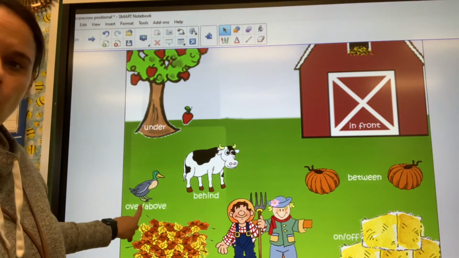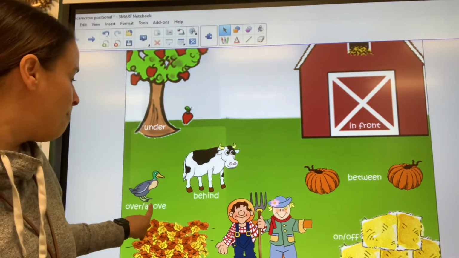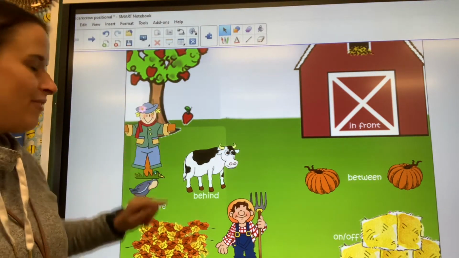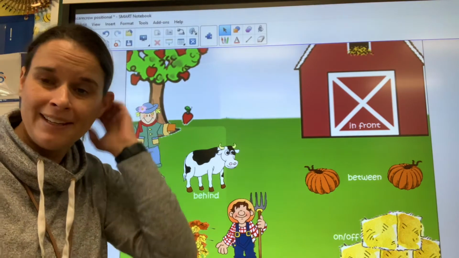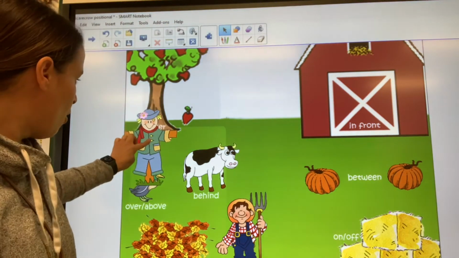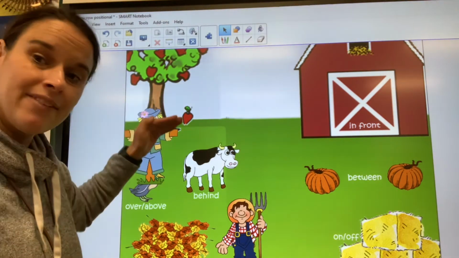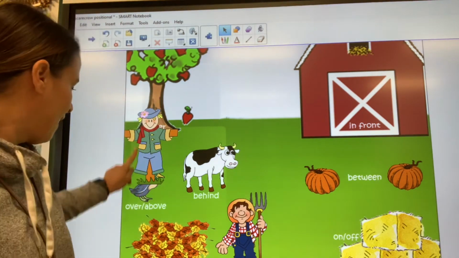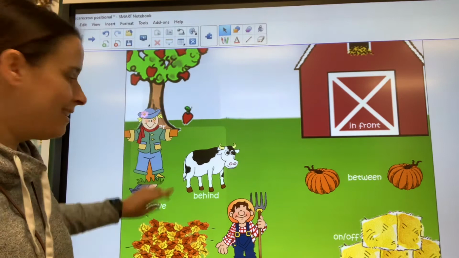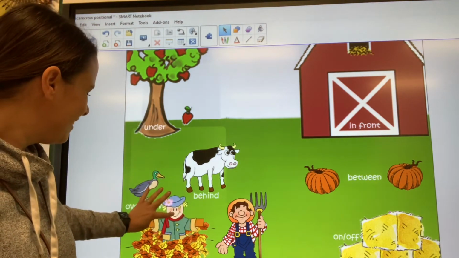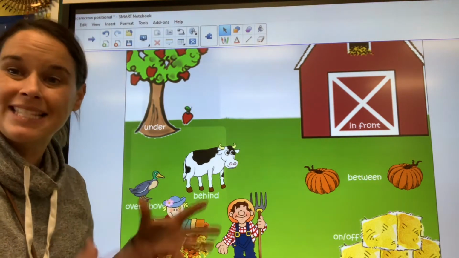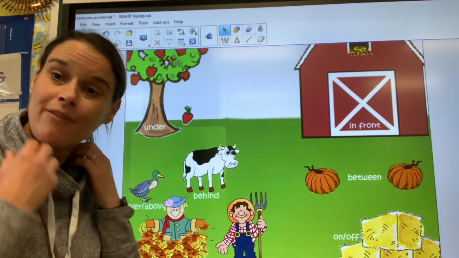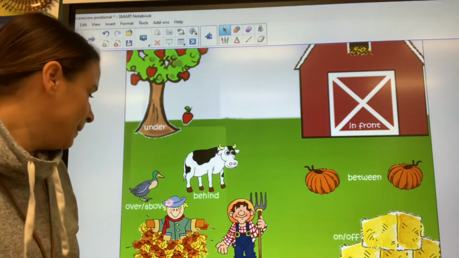Now, I have a duck over here, and it says to put the scarecrow above the duck. Here he goes. He's above the duck, or over the duck, right? He's above it or over it. It's not the same as being on top of, but he's over it. He went over it. Watch, now I'm going to put the scarecrow in the leaves. There he is. He's in the leaves now. He's inside of it. When you get inside your bed, you're underneath the covers, right? You're inside of your bed.